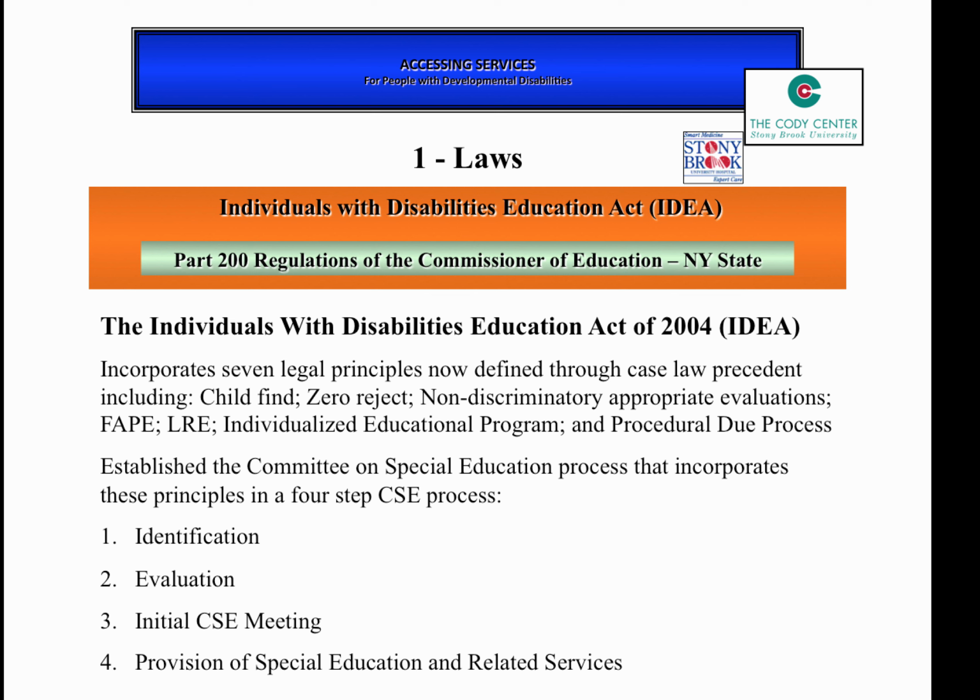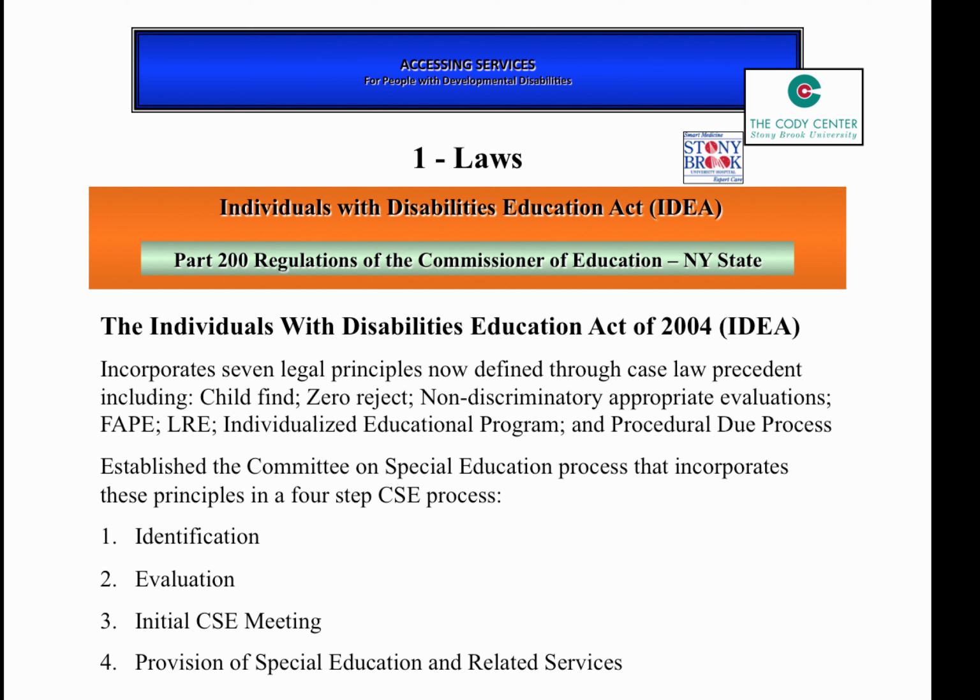And if a school district shirks this responsibility or fails to appropriately identify children, they are in violation of IDEA, they are in violation of the Part 200 regulations, and subject to a possible procedural due process violation claim by a parent for their failure to identify the child.